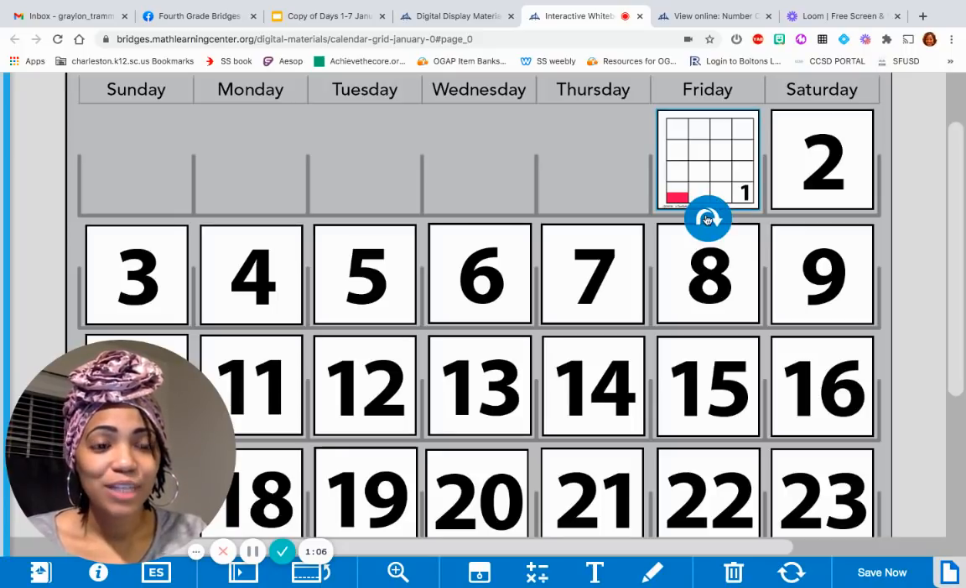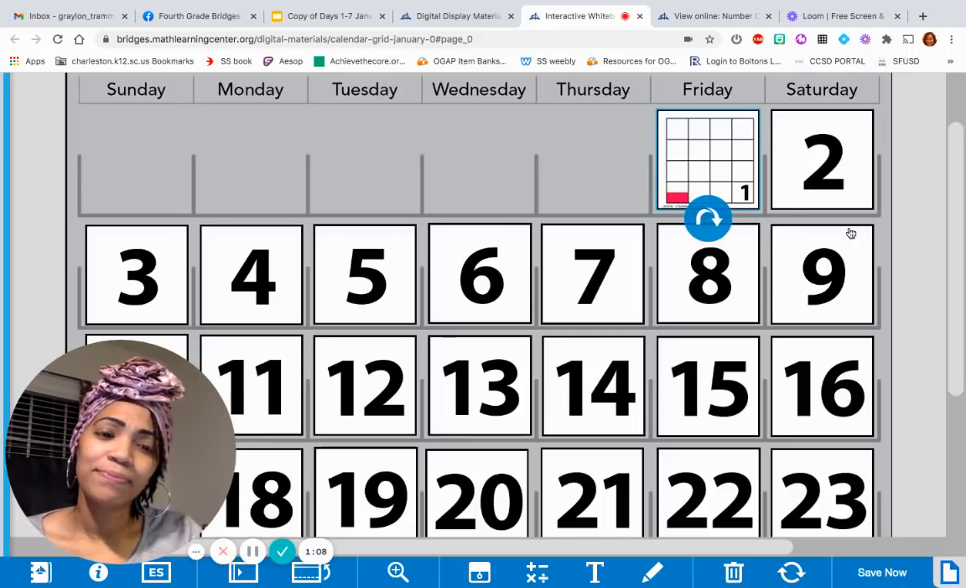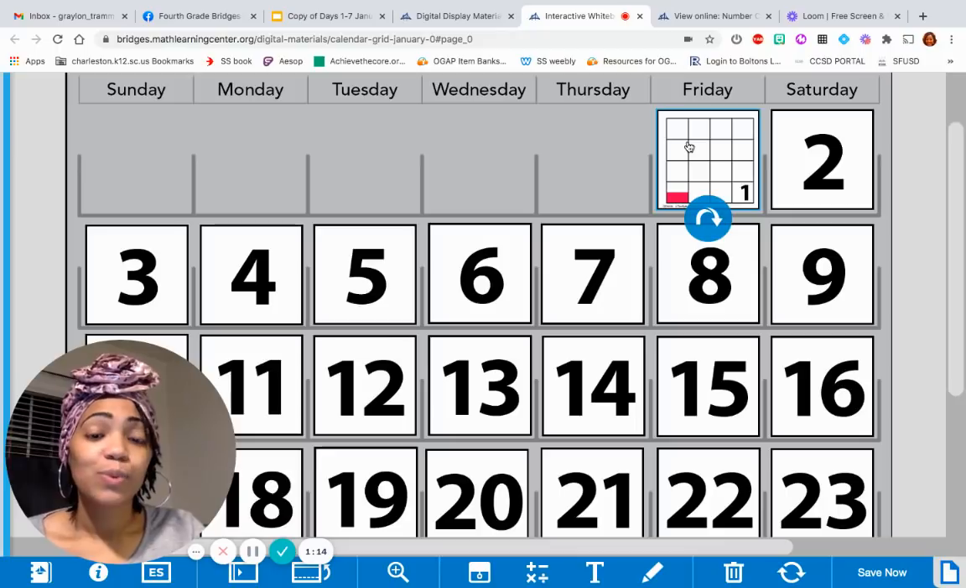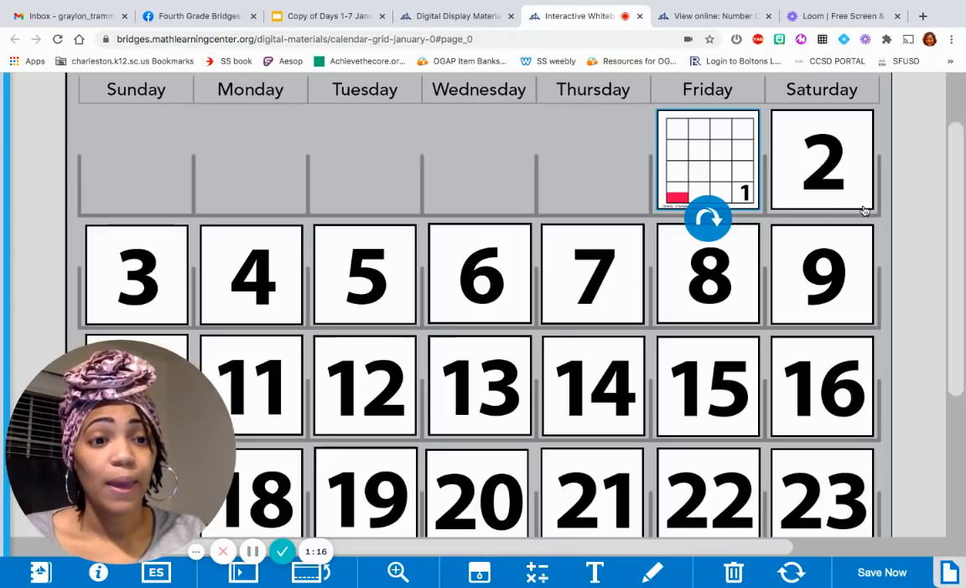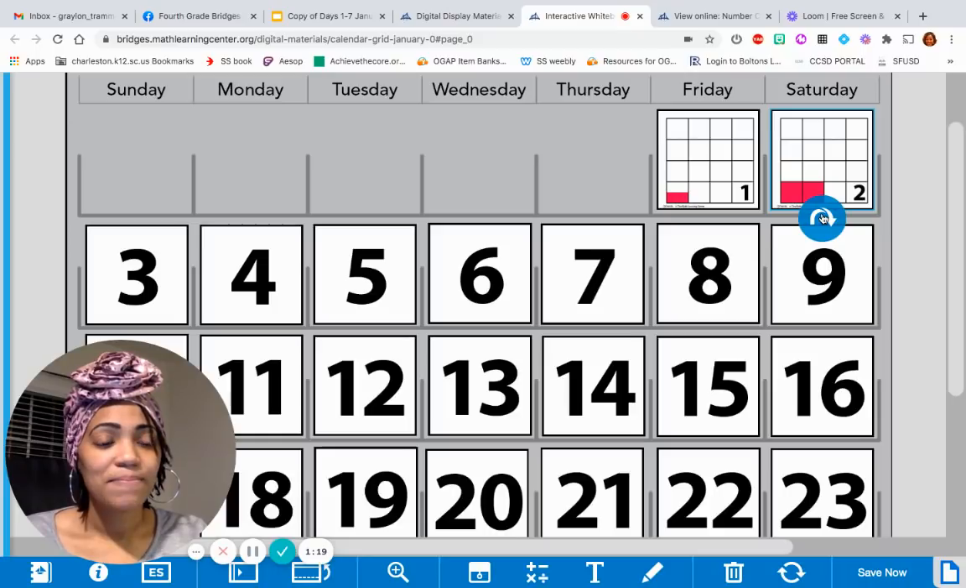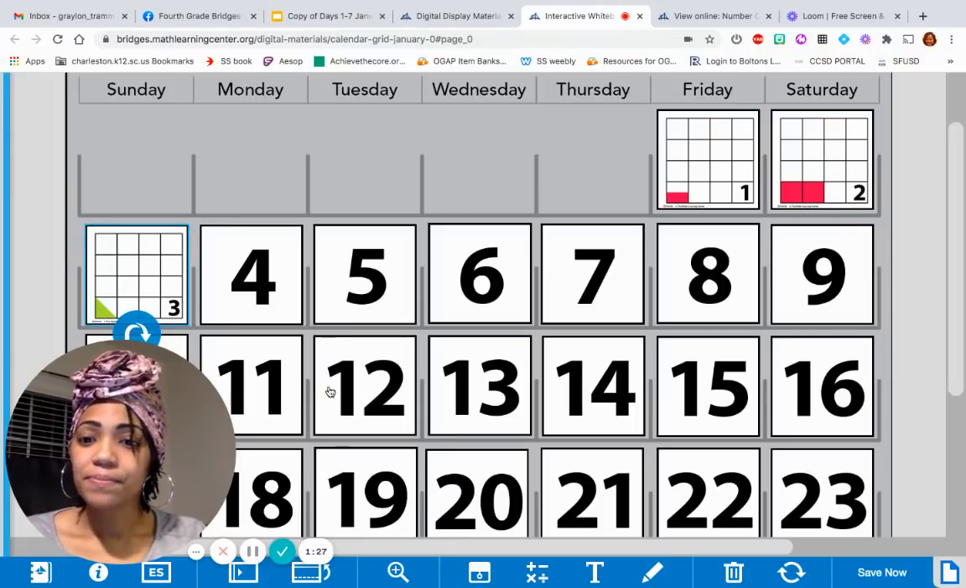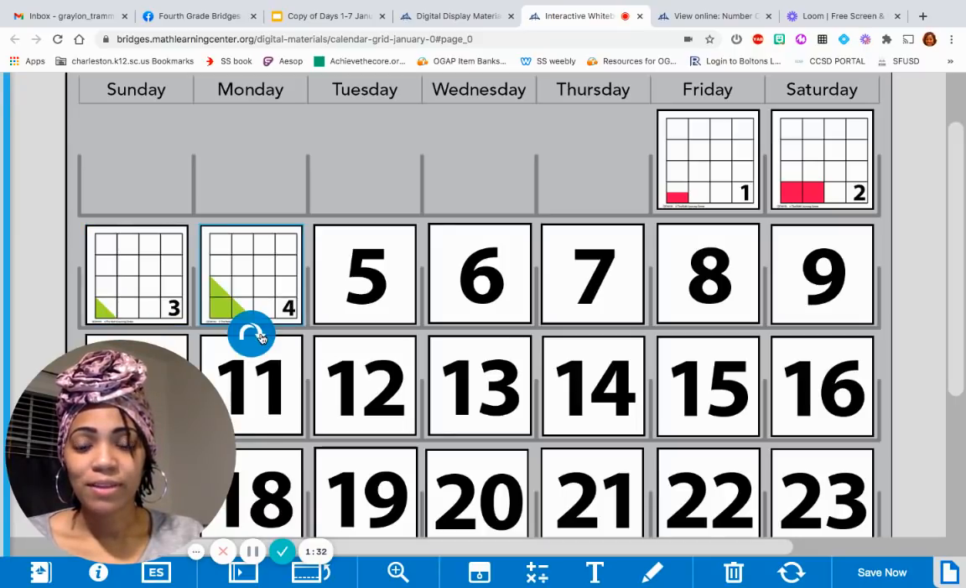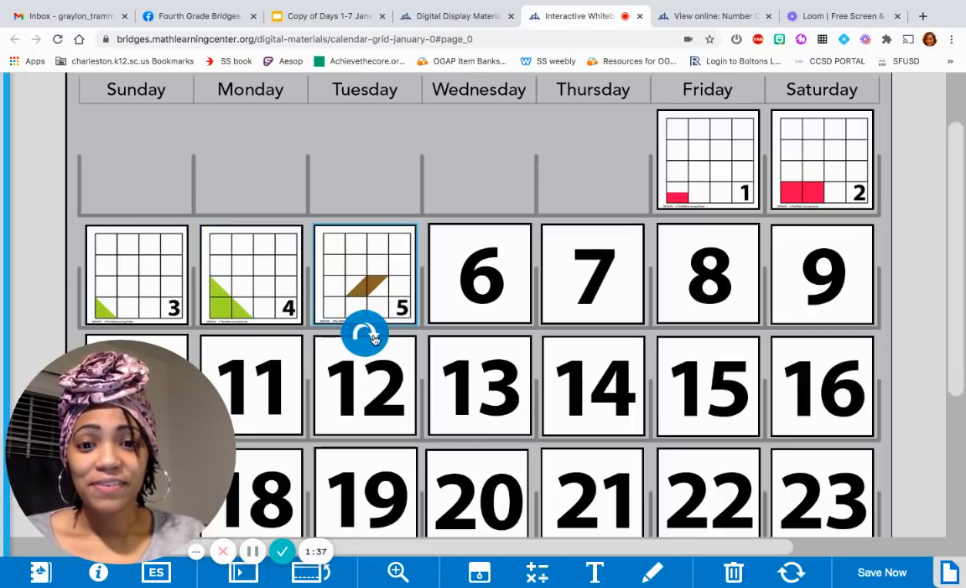Day 1, January 1st. And I will say that each one of these squares is worth 1 square unit, okay? January 2nd. Interesting. January 3rd. Okay. January 4th. January 5th. And today, January the 6th.